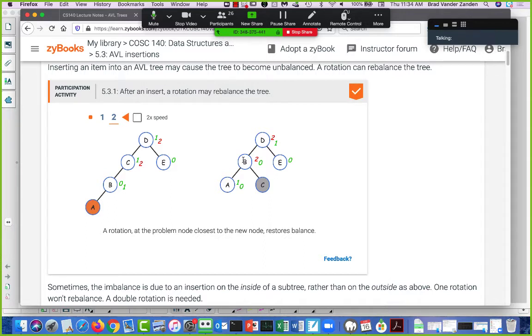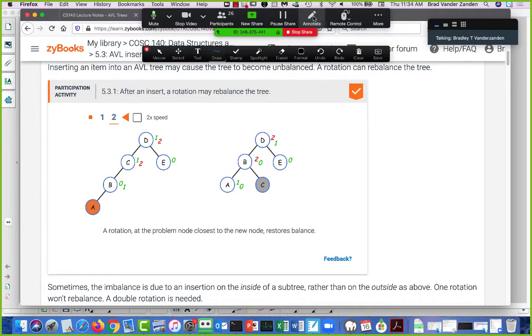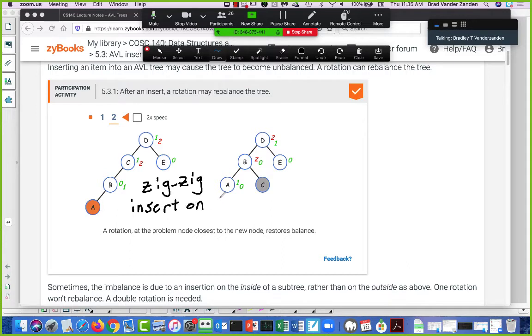Now, this case was the easier case. We call it a case where the insert occurred on the outside of the tree as opposed to the inside of the tree. And we're going to refer to this as a zig-zig case. So this case right here is referred to as a zig-zig case. And it's basically an insert on the outside of the tree.